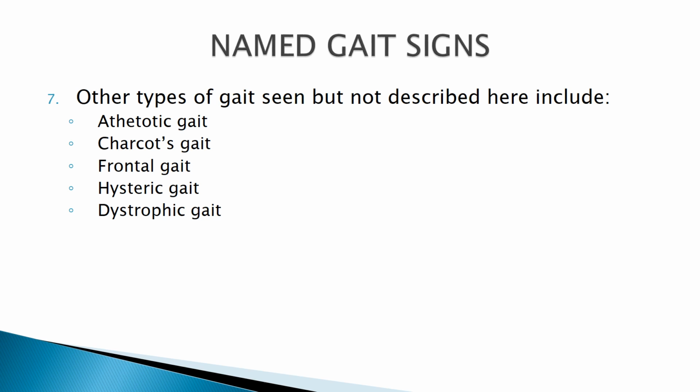There are other types of named gait signs that are more esoteric and not as commonly seen, but that you may run across, including the athetotic gait, the Charcot's gait, frontal gait, hysteric gait, and dystrophic gait. Probably the most common of which that we would see in the workers' compensation setting would be the Charcot's gait, which is due to progressive and chronic joint damage in the lower extremities, such as in the toes and in the foot. Okay, so those are some of the named gait signs.